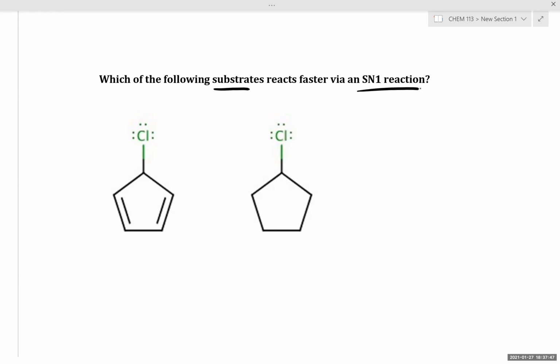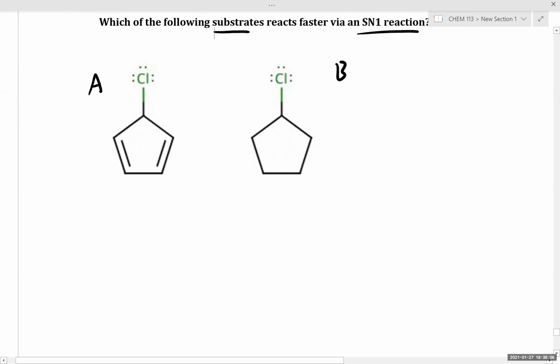If we compare A and B, A looks pretty conjugated. But there's something a little awkward about A. I see a lot of students frantically typing in the chat that they think B reacts faster. Would someone care to offer an explanation why? If we lose our leaving group and we make our carbocation, what is a problem with A? It's anti-aromatic. A is anti-aromatic.